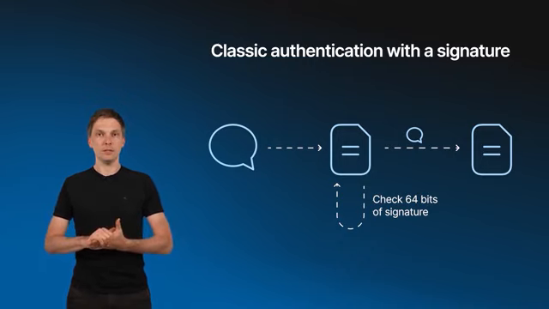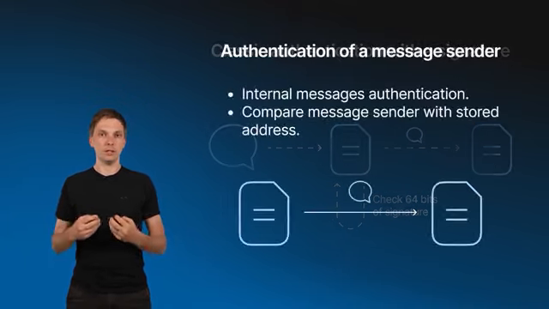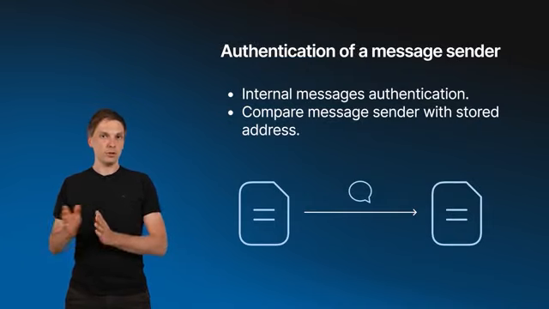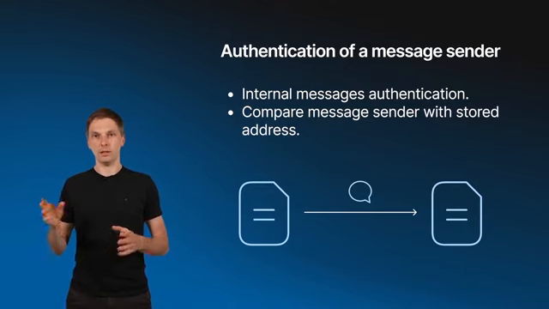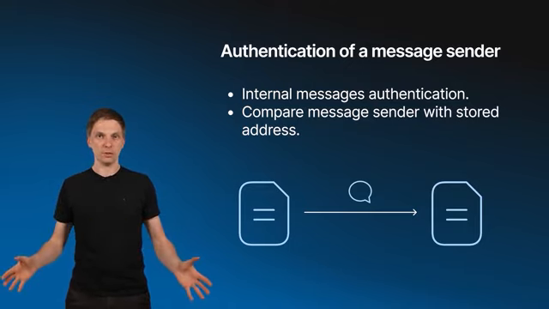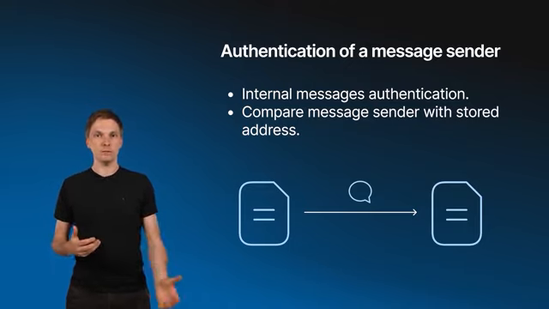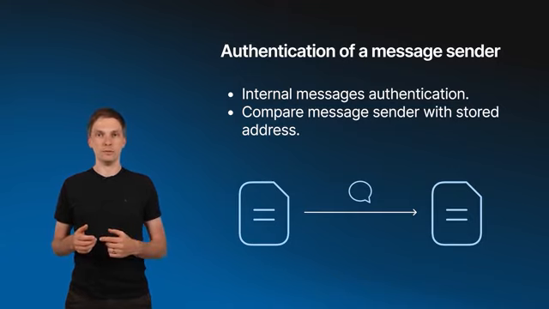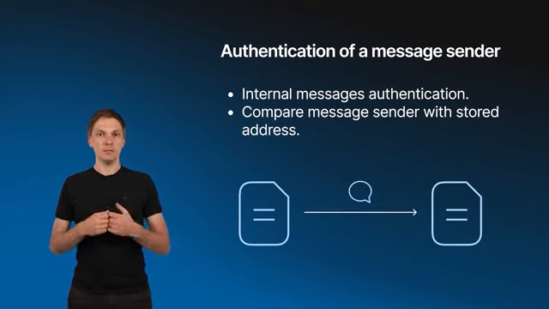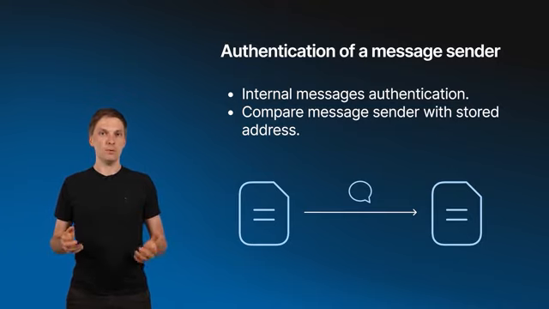The second mechanism is the authentication of a message sender. All the internal messages in TON are identified by a message sender that is guaranteed to be correct and secure by the TON protocol. So every time a contract receives an internal message, it knows for sure from which other contract the message was received. And this is immensely cheaper and more powerful than checking the signatures.